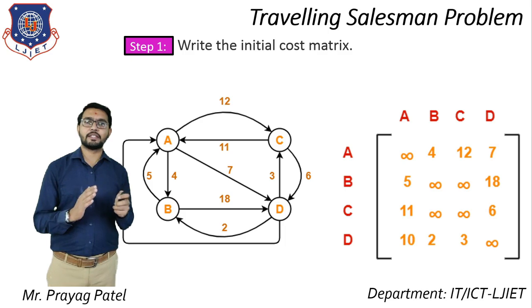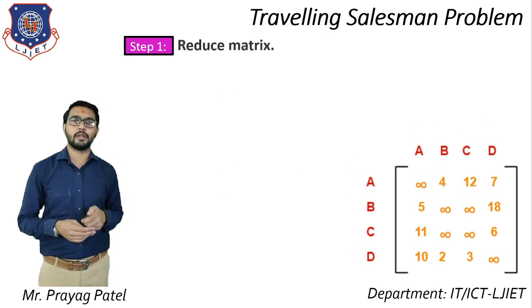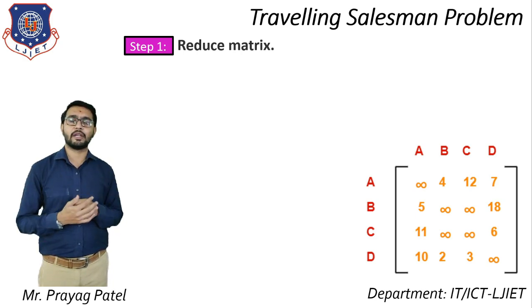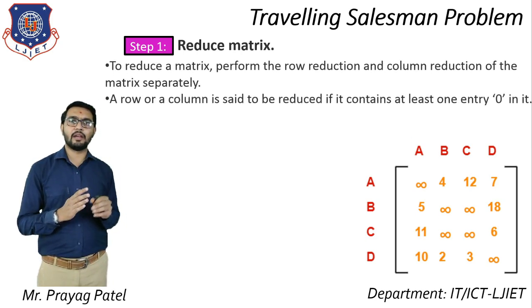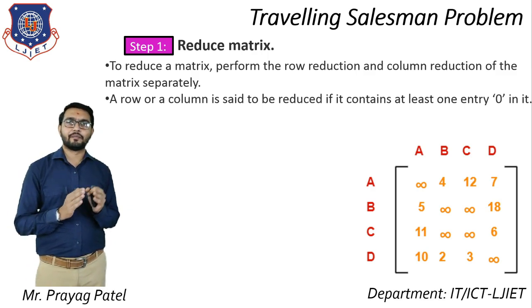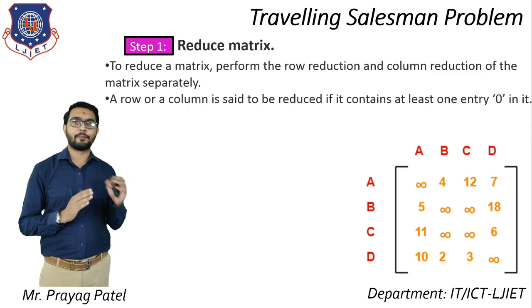Now after the initial matrix, you perform the row reduction and column reduction operations, meaning you find the reduced matrix. Now consider how we can find the reduced matrix. To reduce a matrix, perform the row reduction and column reduction of the matrix separately.